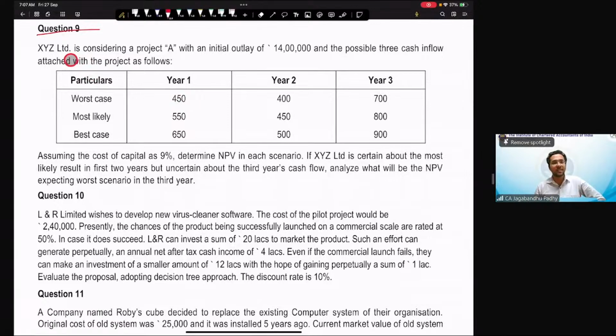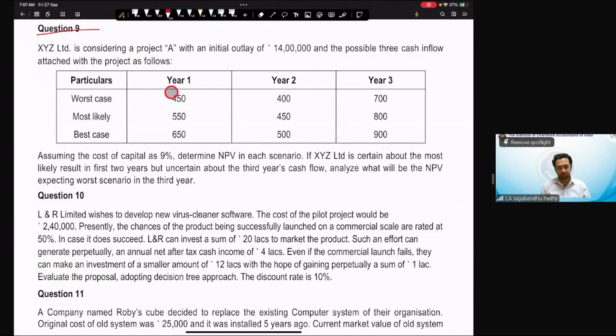Okay, XYZ Limited is considering a project A with an initial outlay of 14 lakh. So the initial investment is 14 lakh. And the possible three cash inflows attached with the project are as follows.